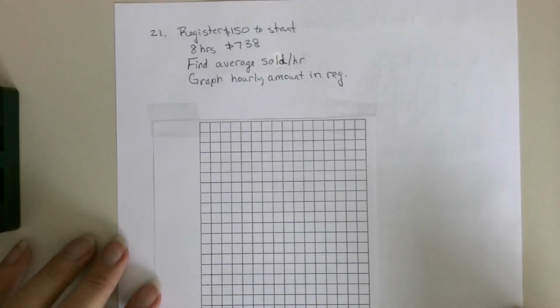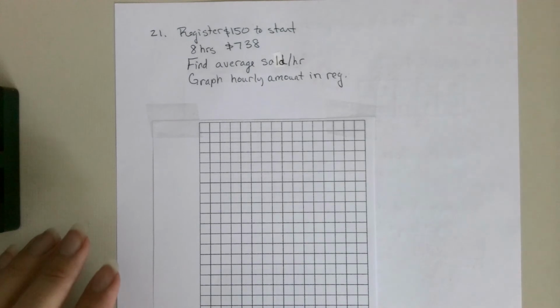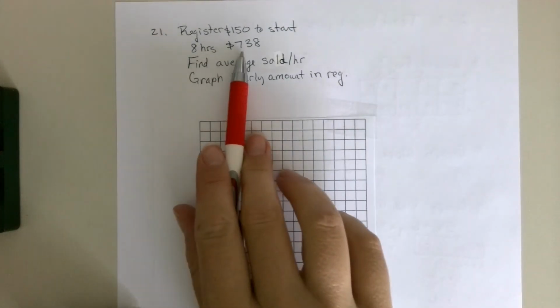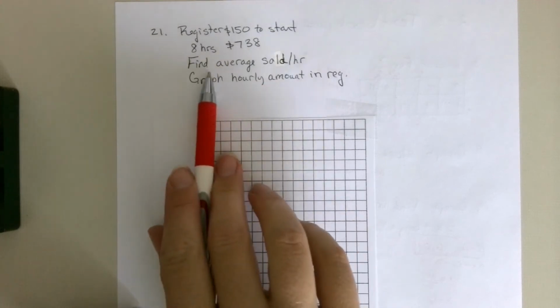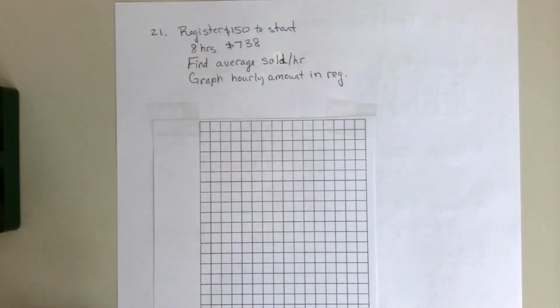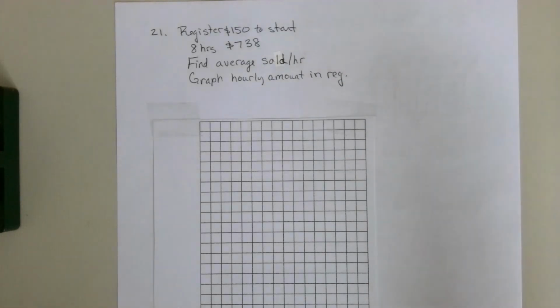All right, next and last problem that I'm going to review from the homework is a word problem. So I went ahead and I just wrote it down pretty quickly. If we're looking at this, it says we have a register that starts with $150. Okay, that makes sense because you need some change to give back to customers in your register. And over the course of the day, 8 hours later, the register now has $738. So we want to find the average sold or average dollar amount per hour and then graph it. So there might be some hours that are slower than others, but we're going to take this up and down however it worked and sort of straighten it out to level it out to say this is the average hourly money made by the store.